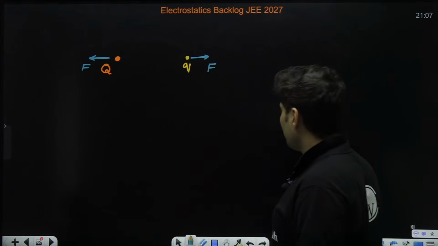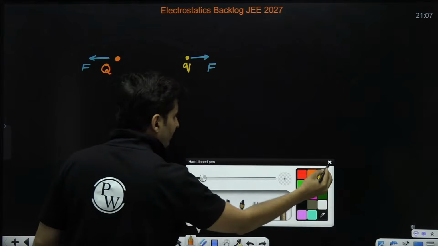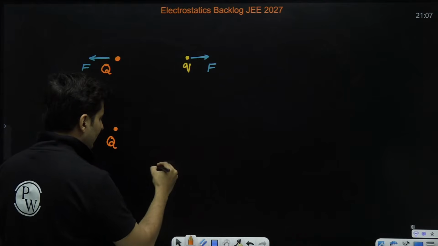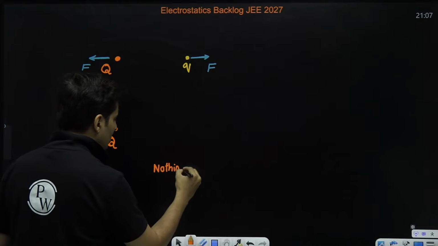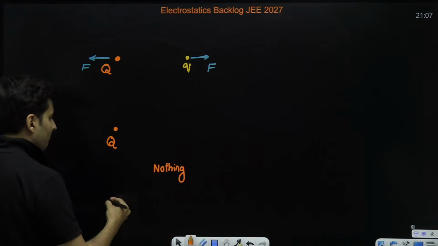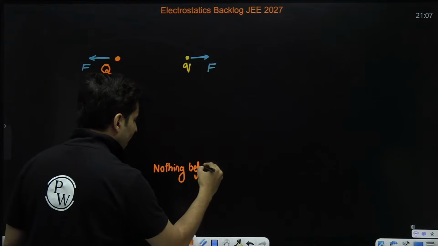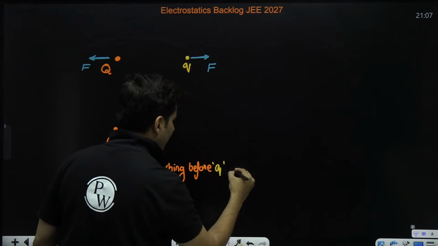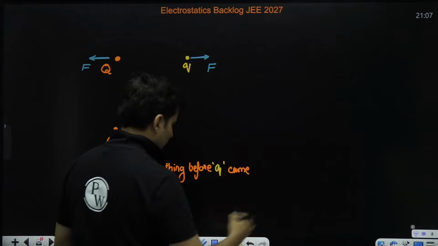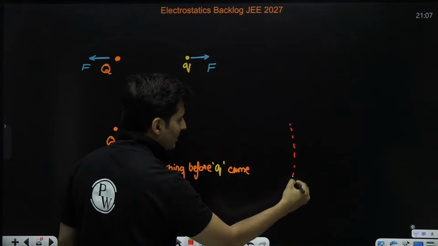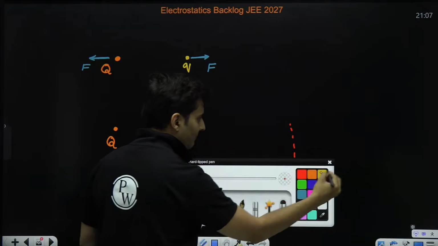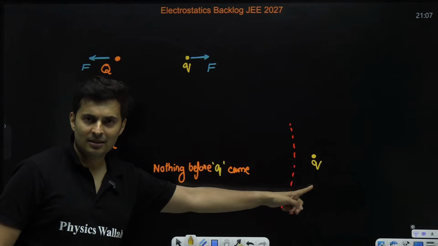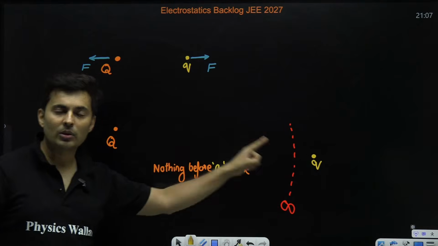So think about it. Even before this happened, when there was nothing present, nothing around this charge, even before the charge Q came, this charge is quietly waiting for its turn outside the universe. It doesn't have any awareness that this charge is there. This charge also does not know this charge is there.